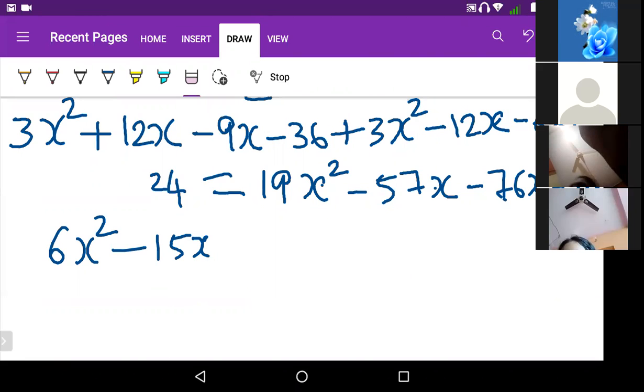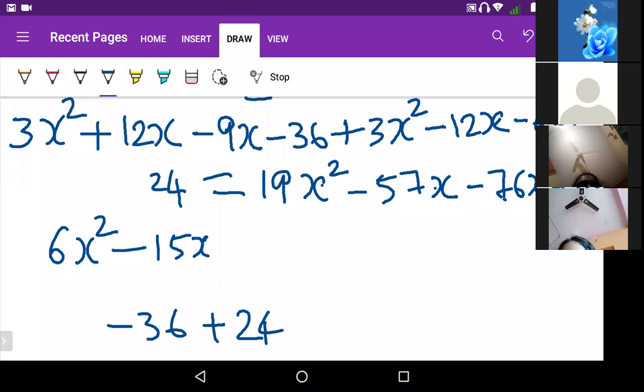Okay. Now moving on further, let us see how many constants we have. Now if you take the constants, minus 36 and then plus 24. Okay, we have minus 36 plus 24. So how much do you get? Minus 12. Minus 12 is the total answer that you get. Now this is your left hand side, LHS.